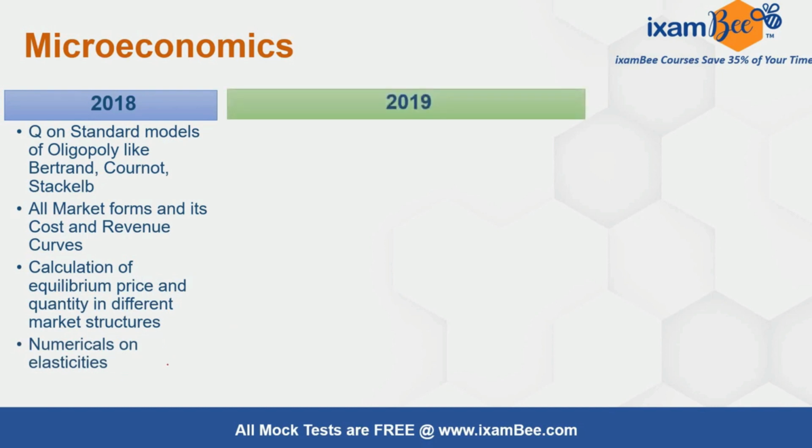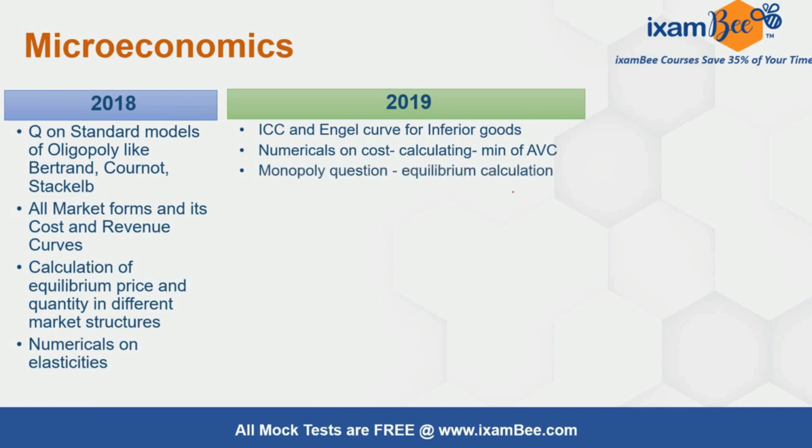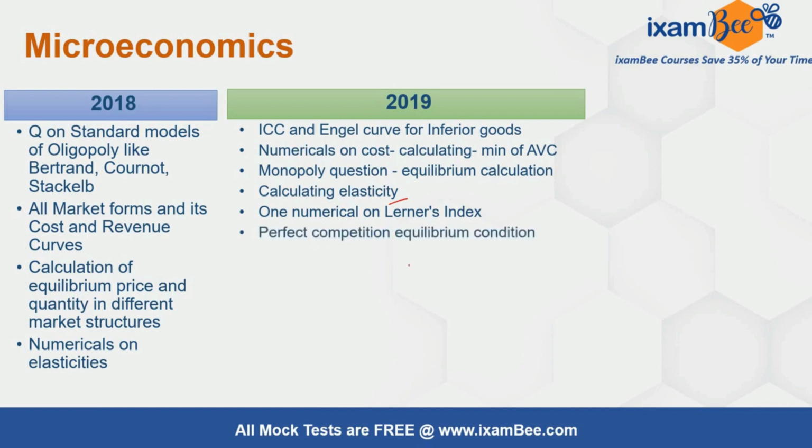In 2019, when we move ahead, the questions consisted of a question on ICC and Engel curve for inferior goods. There was a numerical for calculation of minimum AVC, and a monopoly related question where you had to calculate the equilibrium in a monopoly market structure. Then again there were numerical based questions on elasticity. A numerical was there on Lerner's index. Then perfect competition equilibrium, so equilibrium calculation in different markets, monopoly, perfect competition, sometimes oligopoly. These are recurring questions or topics.